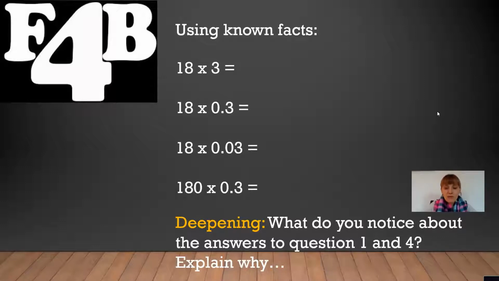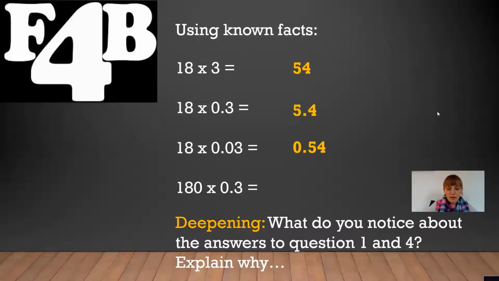So here we go. Our known fact for this was 18 times 3, which was 54. That's what we're using to base the rest of our answers on. 18 times 0.3, which is 10 times smaller, should be 5.4. Now, when you multiply by 0.03, that's 100 times smaller. So you should get 0.54.